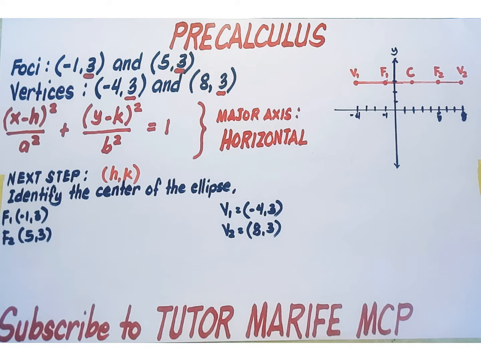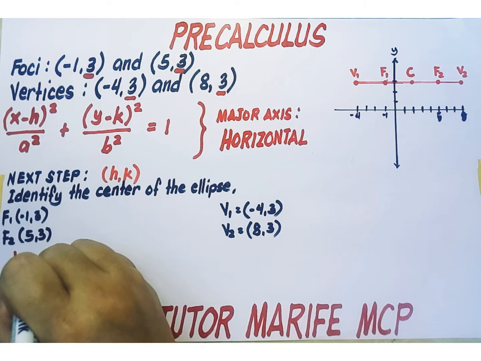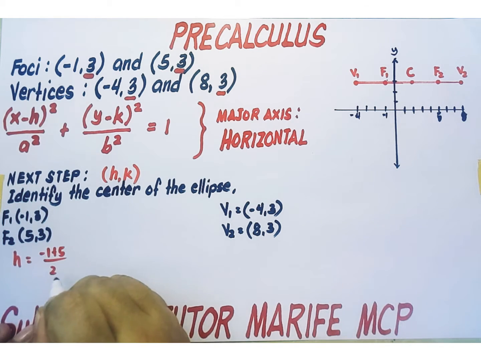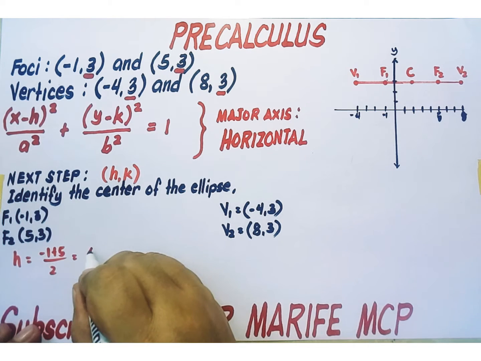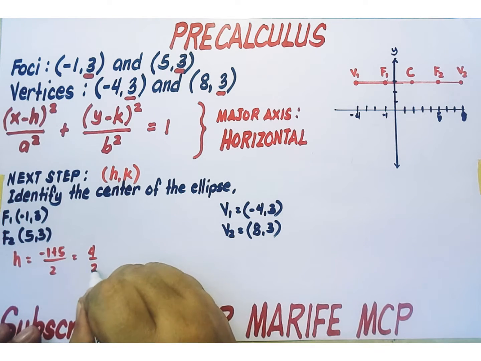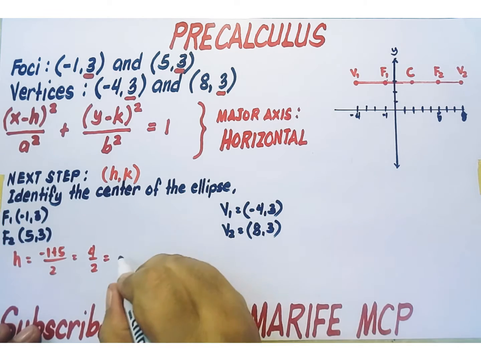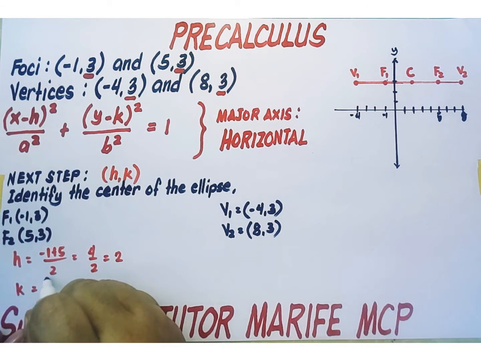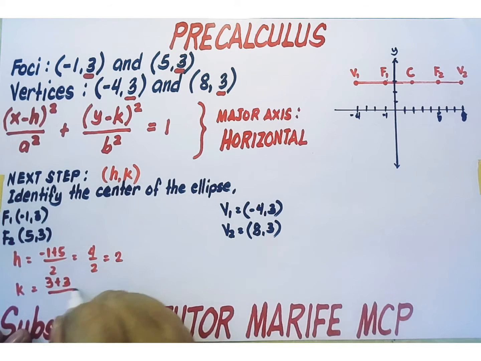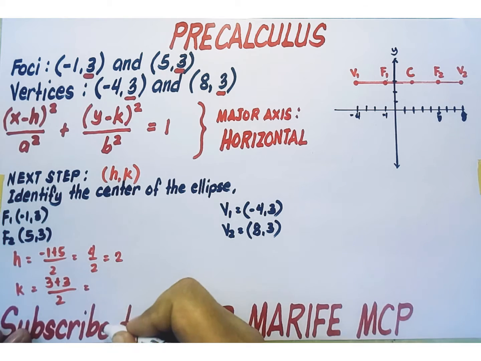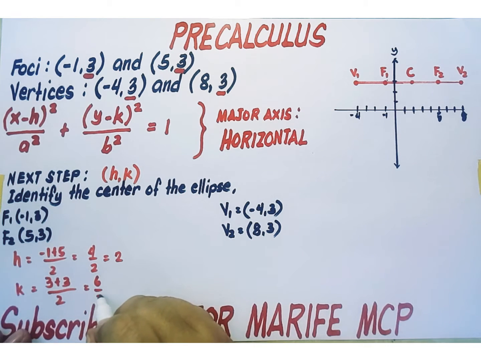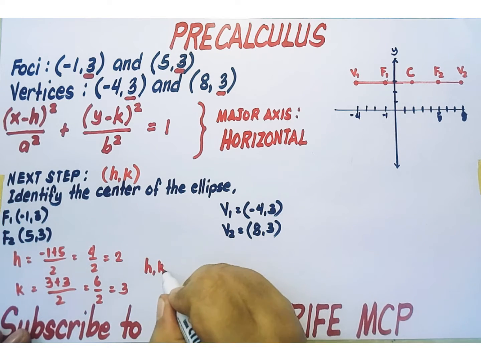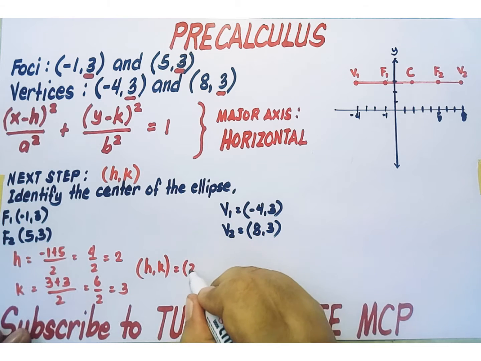So h is equal to (-1 + 5) divided by 2. -1 plus 5 is equal to 4, divided by 2. 4 divided by 2 is equal to 2. k is equal to (3 + 3) divided by 2. 3 plus 3 is equal to 6, divided by 2 equals 3. So (h, k) is equal to (2, 3).